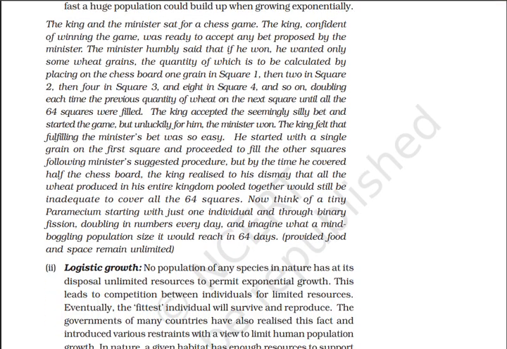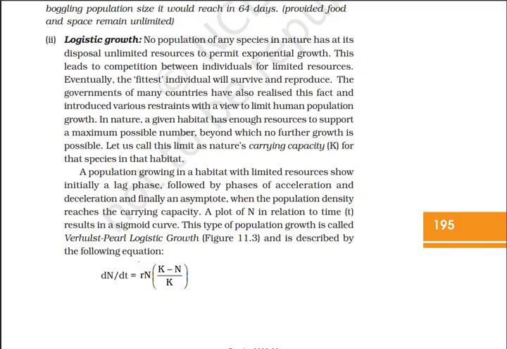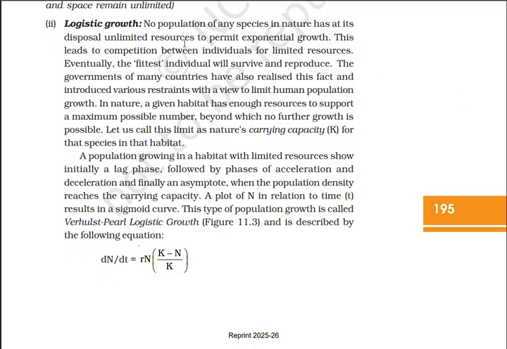Now, logistic growth. No population of any species has at its disposal unlimited resources to permit exponential growth. This leads to competition between individuals for limited resources. Eventually, the fittest individual will survive and reproduce. The governments of many countries have also realized this fact and introduced various restraints with a view to limit human population growth. In nature, a given habitat has enough resources to support a maximum possible number, beyond which no further growth is possible. Let us call this limit nature's carrying capacity for the species in that habitat.